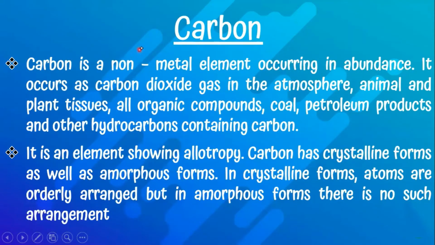Carbon. Carbon is a nonmetal element occurring in abundance. It occurs as carbon dioxide gas in the atmosphere, animal and plant tissue, all organic compounds, coal, petroleum products, and other hydrocarbons containing carbon. It is an element showing allotropy. Carbon has crystalline forms as well as amorphous forms. In crystalline forms, atoms are orderly arranged, but in amorphous forms, there is no such arrangement.